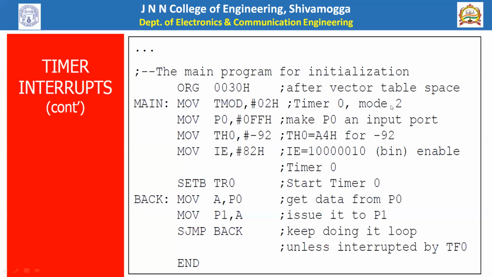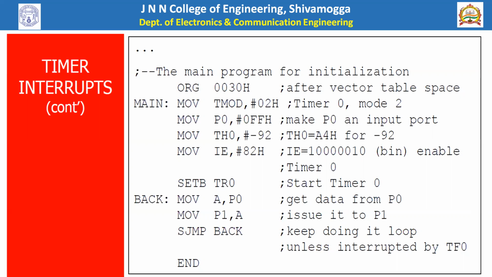So the main task: in any interrupt programming environment, there will be two jobs. One is the main job, the other is the job taken care of by the interrupt. The microcontroller will be doing its normal main job. In this case, the normal main job is reading the data from port 0 and copying it to port 1.